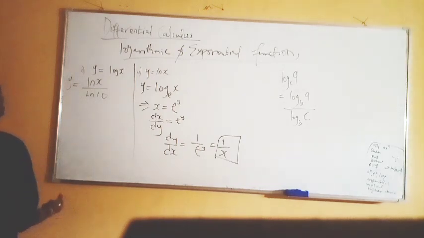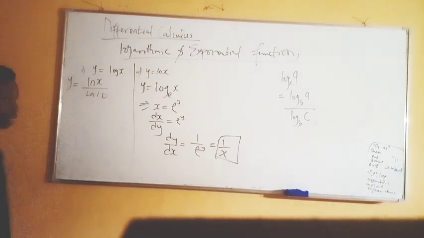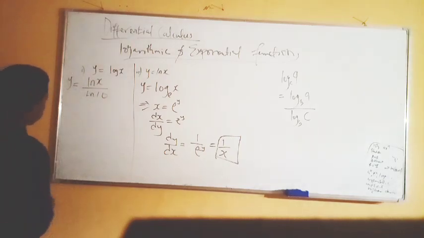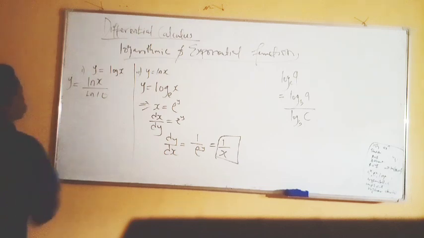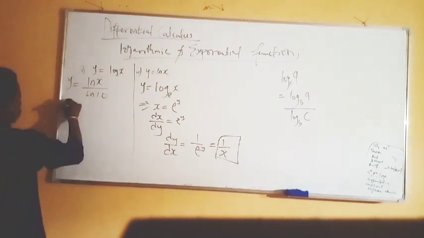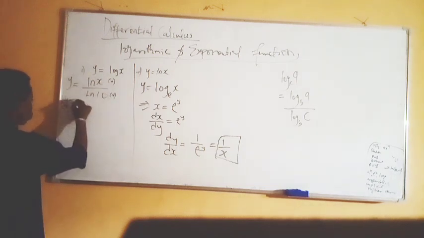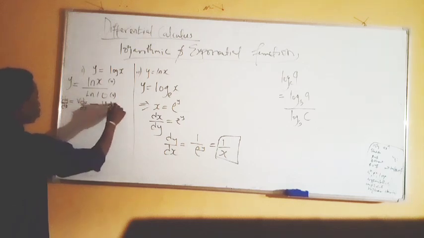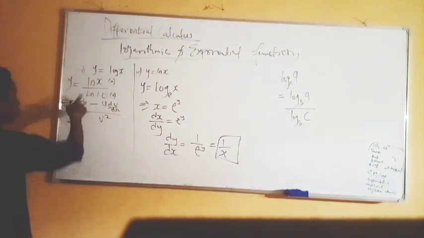If we look very well, this is an expression, while this is a constant. So we'll use what formula now, if we remember, the quotient rule to solve this. Here, of course, this is our u, and this will be our v. dy/dx is equal to v du/dx minus u dv/dx over v squared. So our v is ln 10.